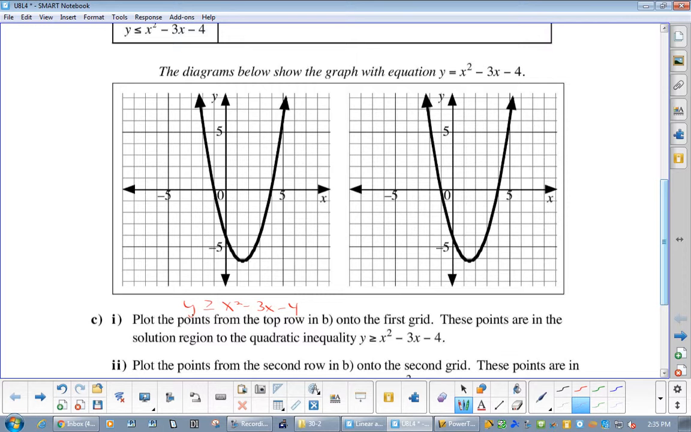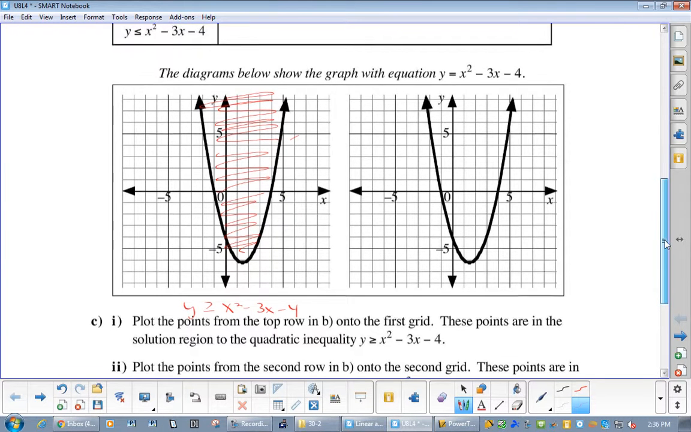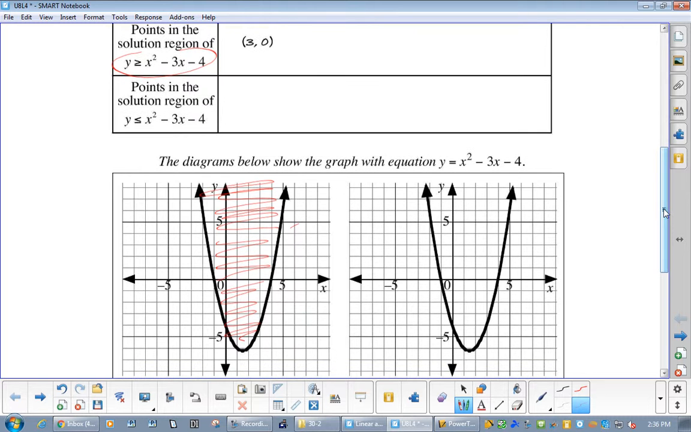Now just out of your own intuition, greater means above, right? How can you shade above this thing? If you shaded here, would that be above? You're not above it, there's no way, you're still underneath the graph. So this would be the answer to that. And it's greater or equal to, isn't it? Because it is a solid line. Does that make sense?